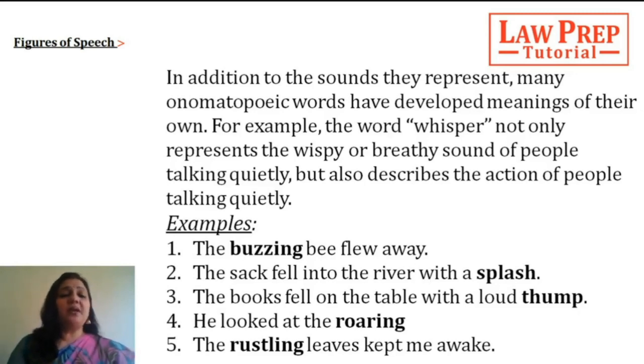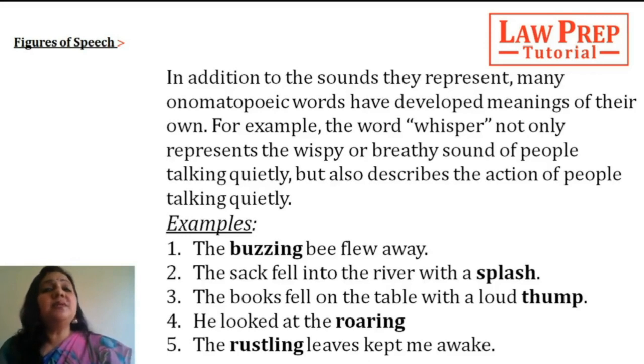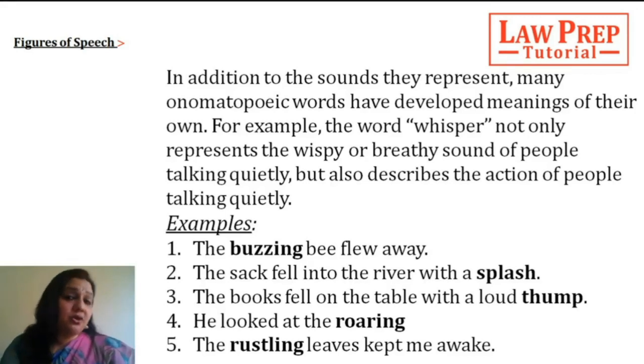The books fell on the table with a loud thump. He looked at the roaring animal lion. The rustling leaves kept me awake. I couldn't sleep. The chiming clock, the rustling leaves. So this is the sound of the object. Ding, I'm getting married. Ding dong goes the bell. So ding dong goes the bell. The bell sound is associated here. So this is onomatopoeia. I hope it is clear. It is associated with the sound.